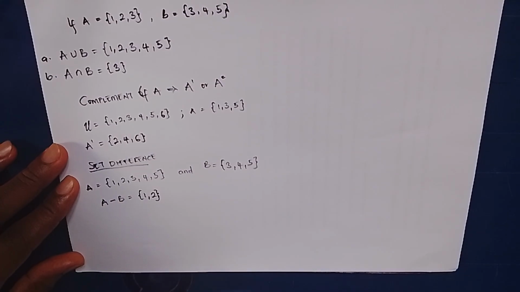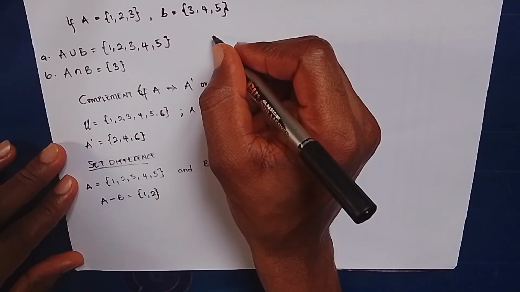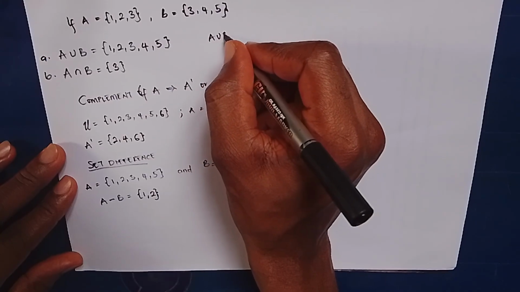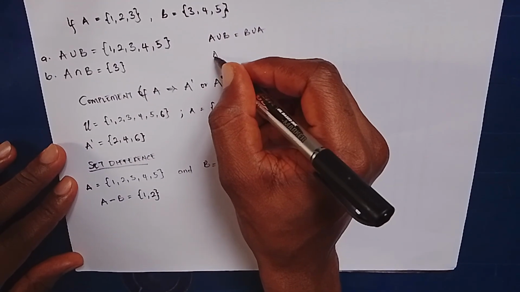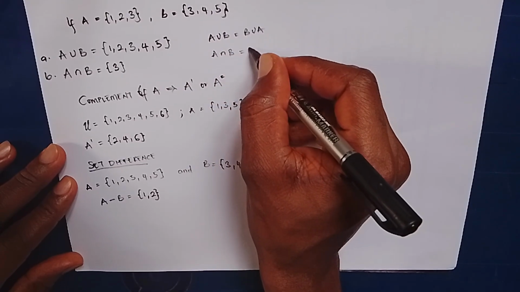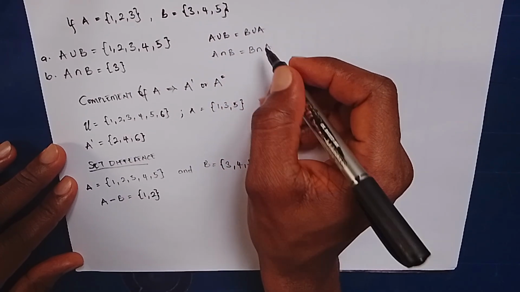And I'd like you to note that order matters in set difference, while in union, A union B is the same thing as B union A. A intersection B is equal to B intersection A.